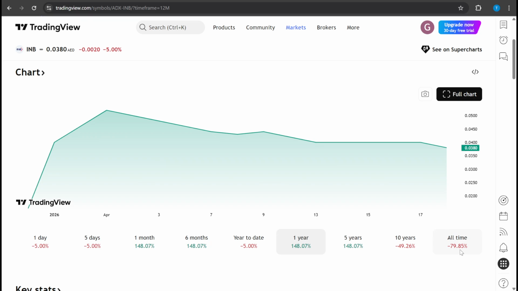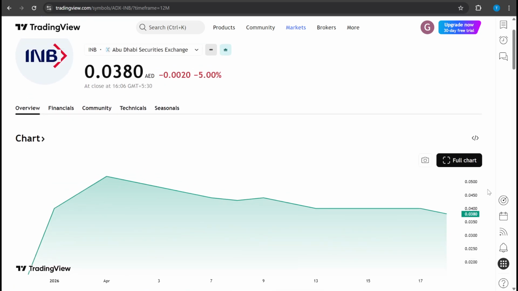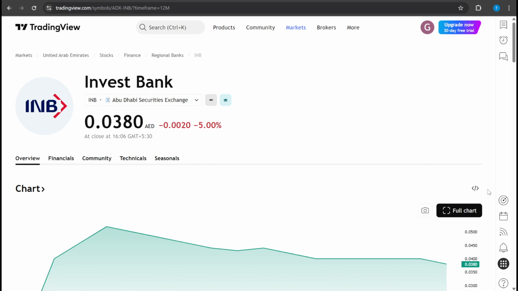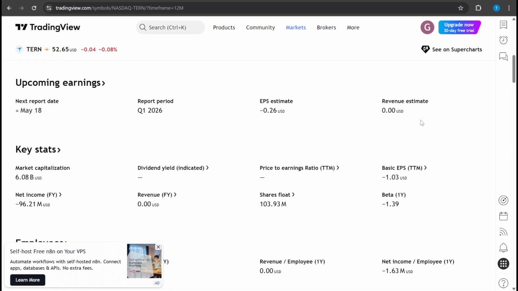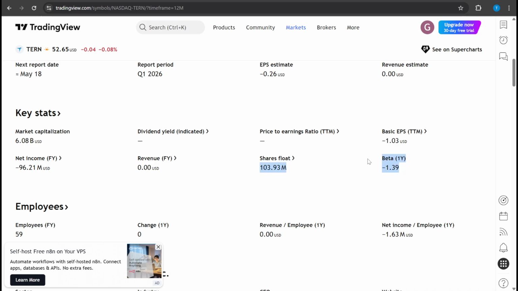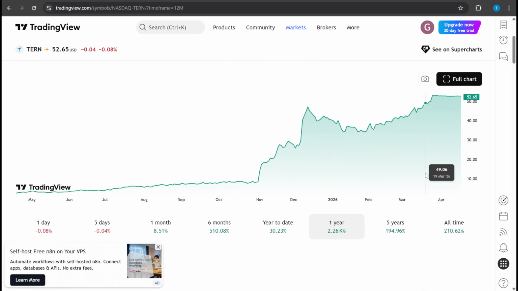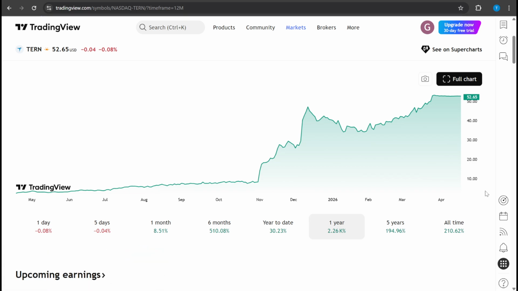Even more rare is a negative beta. These are assets that move in the opposite direction of the market benchmark. For instance, Tern Pharmaceuticals currently has a beta of negative 1.39. In theory, if the market goes down, a negative beta stock would be expected to go up. While these are uncommon, investors sometimes look for them to act as a hedge against market crashes.